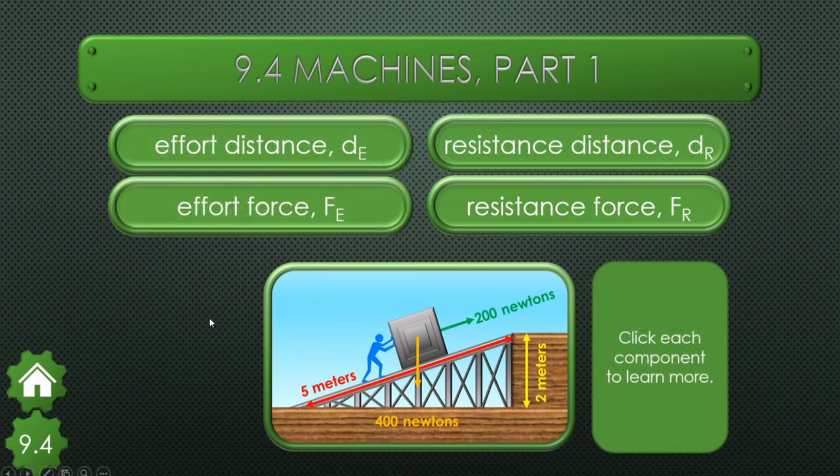So that brings us to the end of lesson 9.4. We have learned the major components or quantities associated with machines. Please hop on over to Google Classroom. I have a very short assignment waiting for you there. Take a few minutes to finish that up and contact me if you have any questions.